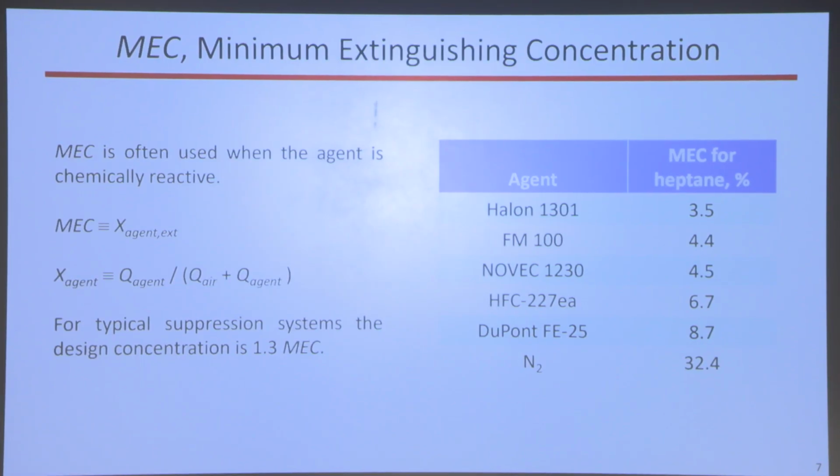So again, if you see someone reporting their results from a cup burner test, sometimes they'll use LOI, sometimes MEC, but if you know either one, you can do the math, the stoichiometry, and calculate the other. If you do this test, and suppose you're selling a clean agent to protect a data server room, what you need to do is run this test for your expected fuel, find out the MEC, and then increase it by 30%. That's the last bullet here on the bottom. Increase it by 30% to have a safety factor.